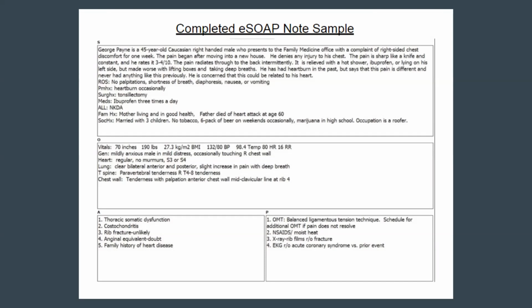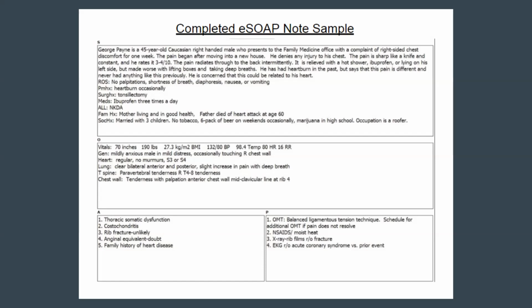And then for your exam itself, make sure you don't just write normal. What we don't want you to do is write heart normal, lungs normal, abdomen normal. We want you to document what you've actually checked for. So for example, heart regular rate, no murmurs, no S3, no S4, your lungs are clear to auscultation bilaterally, and so on. There's your assessment, again, listed as a differential diagnosis from most likely to least likely. And then there's your plan, which in this case includes OMT.